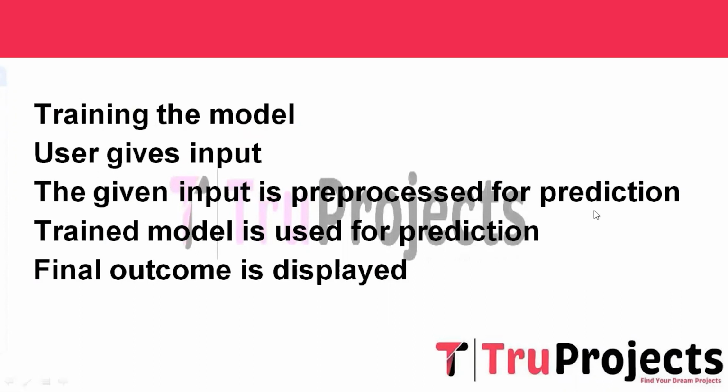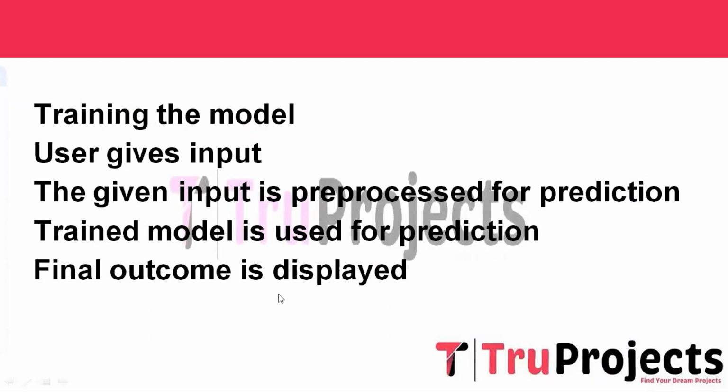And the next step is that the given input is pre-processed for prediction. The user-provided images are pre-processed and scaled to match the format used during the model training. Image pre-processing ensures that the input is compatible with the deep learning model. And the next step is the trained model is used for the prediction. The pre-processed images are passed to the trained model, where each model makes a prediction regarding the presence of knee osteoarthritis in the input image.